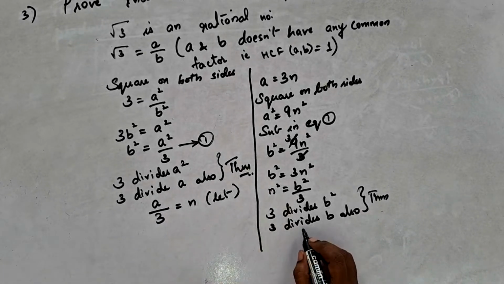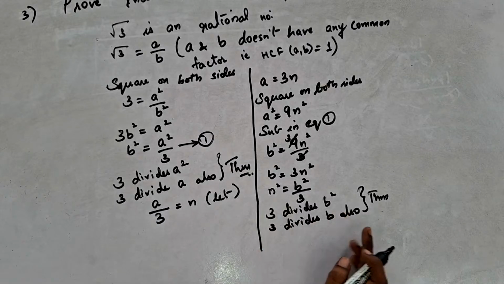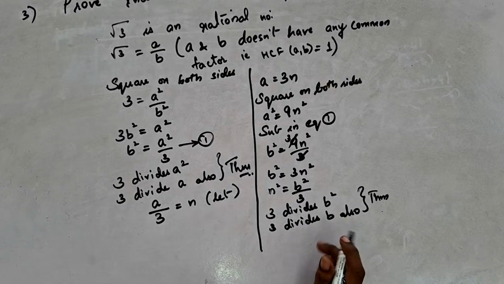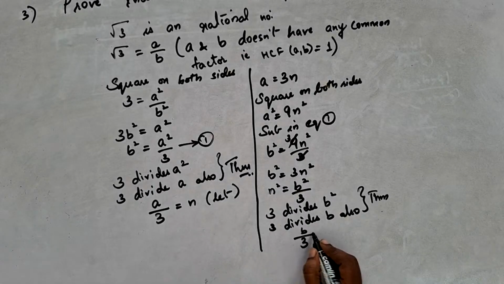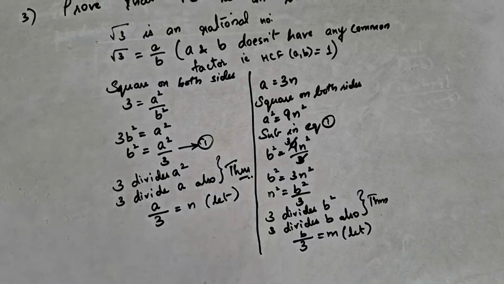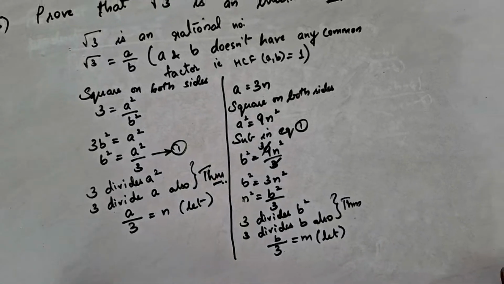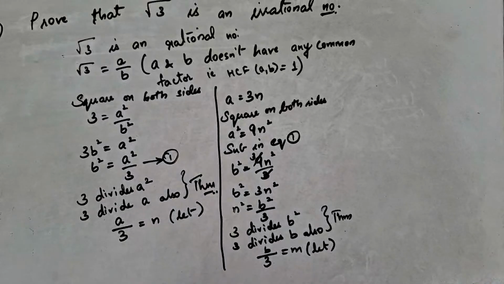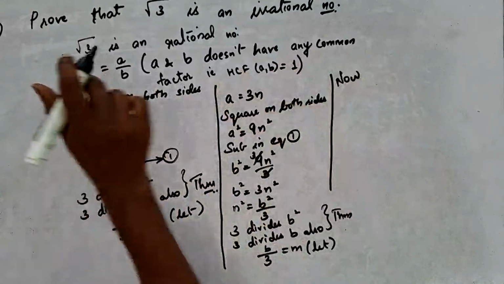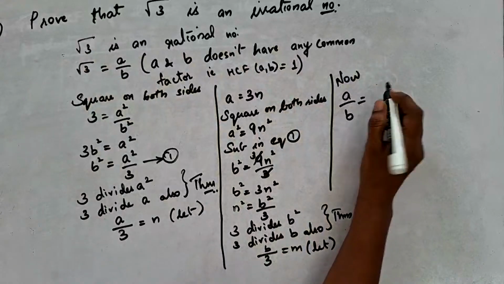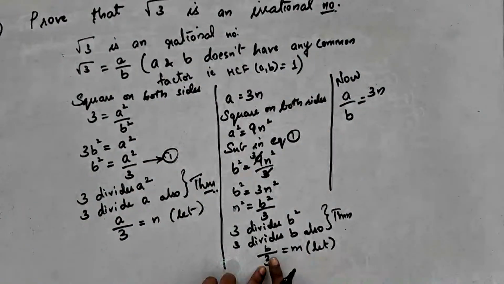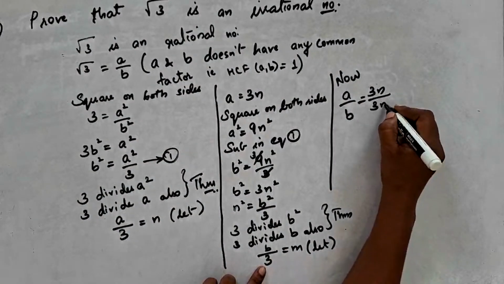Okay. Now, b square is being divided by 3, or I can say 3 divides b square and 3 divides b. 3 divides b and I get a number m. Now the number we have assumed is a by b. a is equal to 3n and b is equal to, when I transpose, I'll get b is equal to 3m.